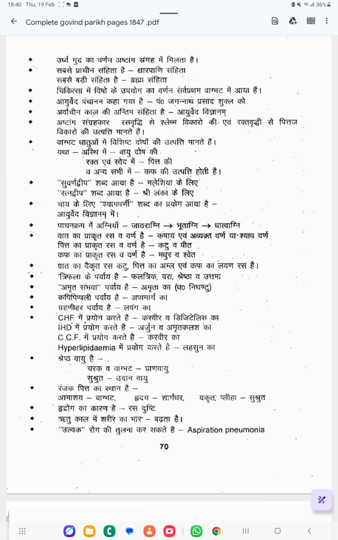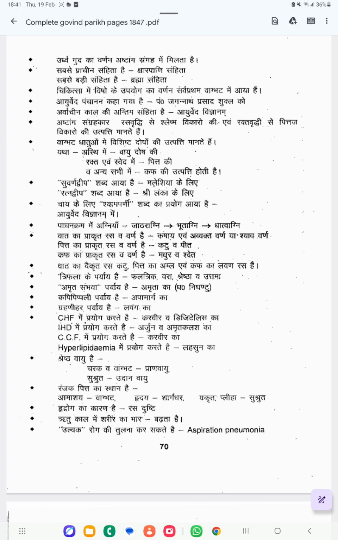Then चाय के लिए श्यामपर्णी शब्द का प्रयोग आया है आयुर्वेद विज्ञान में. So in the Ayurveda Vijnana textbook, for chaya he has mentioned the term Shyamaparni. So Shyamaparni is indicating chaya in Ayurveda Vijnana.